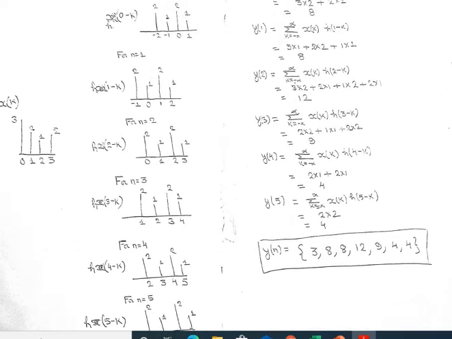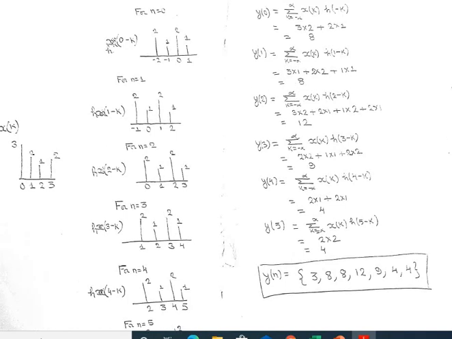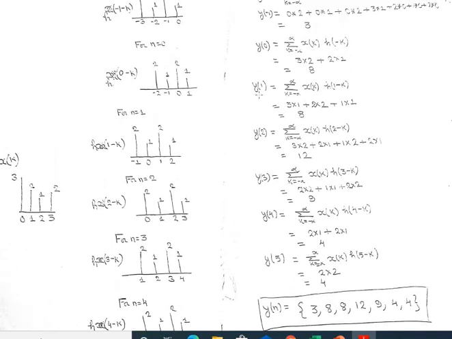Finally we have our output, that is y[-1], y[0], y[1], y[2], y[3], y[4], y[5], that is 3, 8, 8, 12, 9, 4 and 4. So that is our final answer, the convolution sum answer, and we have done this numerical problem using the graphical method. So that's all from today's topic. Thank you.